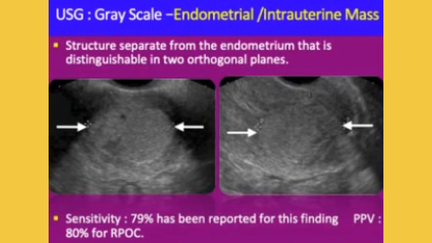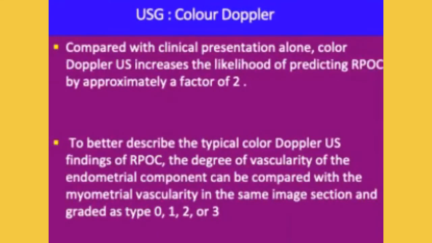The second finding is the endometrial or intrauterine mass, and it is any structure that is separate from the endometrium and distinguishable in two orthogonal planes. The sensitivity is 79% and the positive predictive value is as high as 80%. Color Doppler is quite useful, because compared with the clinical presentation alone, color Doppler ultrasound increases the likelihood of predicting RPOC by approximately a factor of 2.